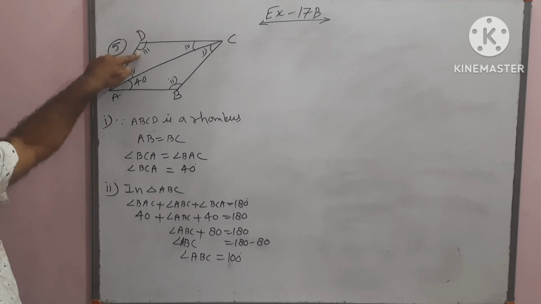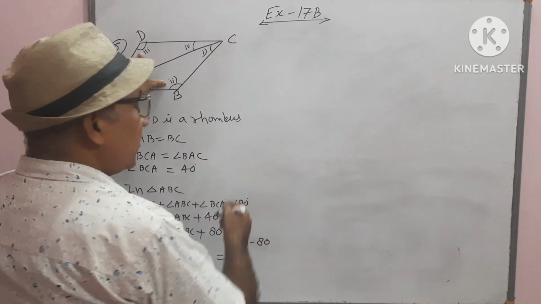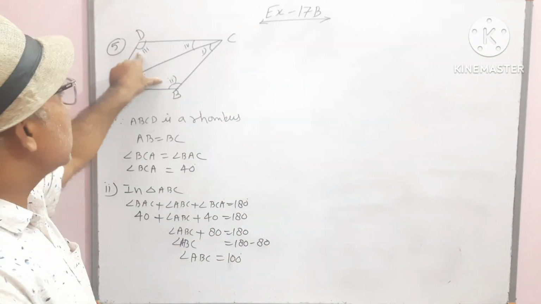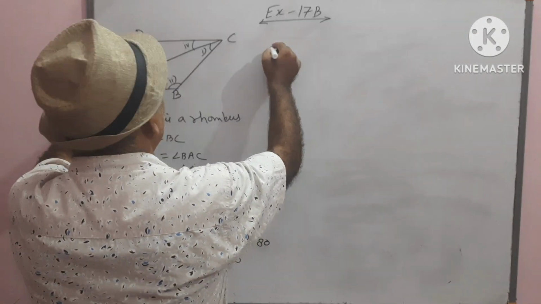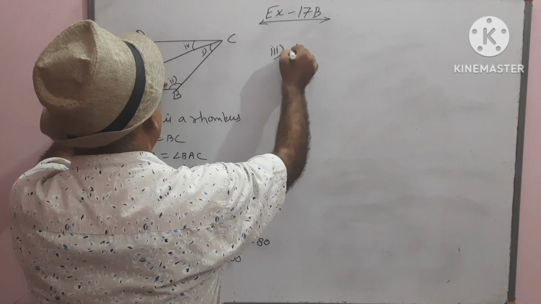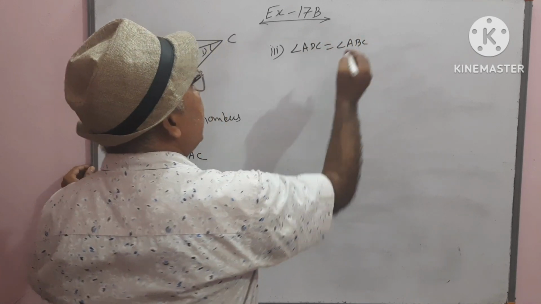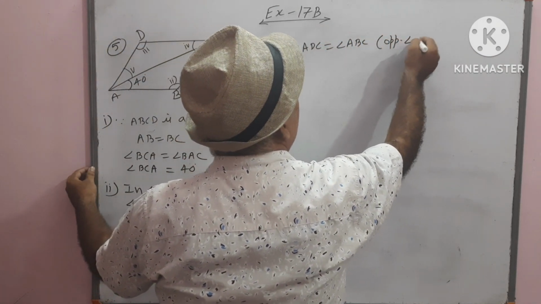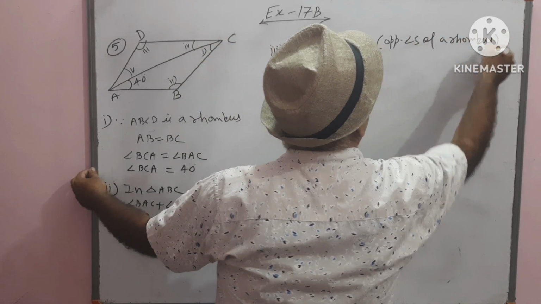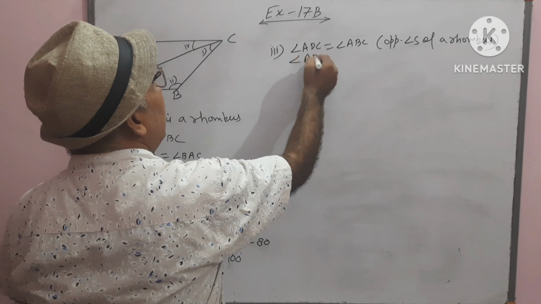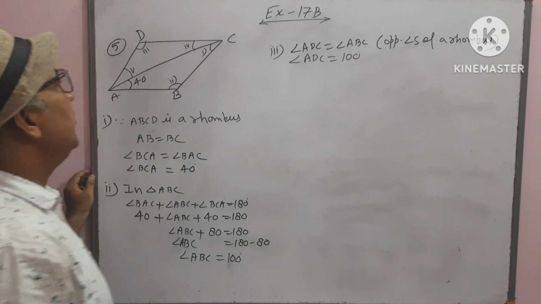Now we have to find angle D. You are watching, angle B and D are opposite angles. Because rhombus is also a parallelogram, so rhombus also has opposite angles equal. So in the third part you will write that angle ADC is equal to angle ABC. Why? Opposite angles of a rhombus. Okay, that means angle ADC is also equal to 100 degrees.